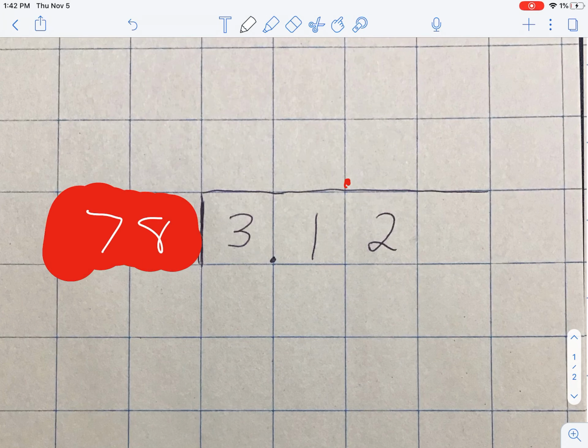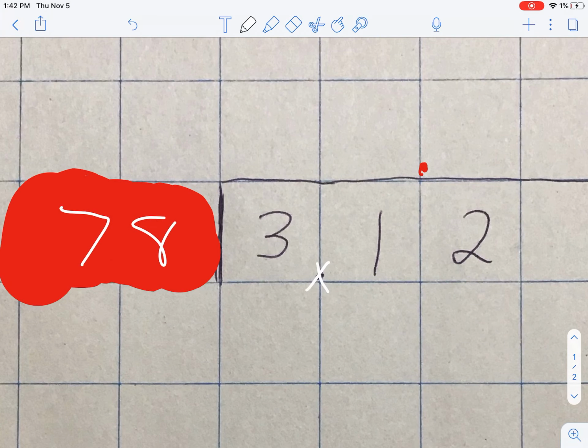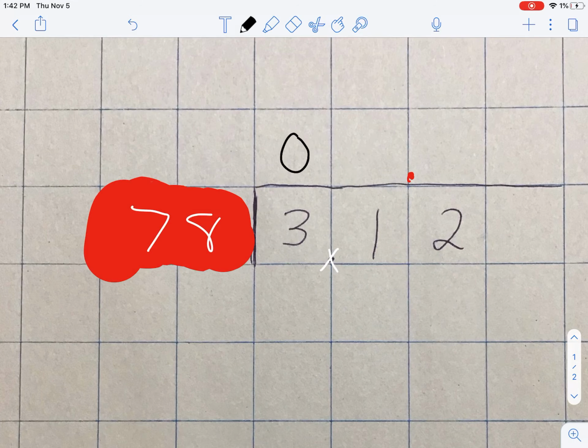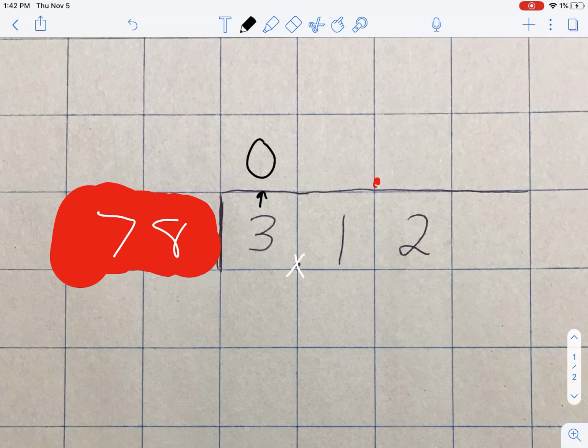Now, 78 into 3, 0 times. That's important that you put it right there. If you put it anywhere else, you're not going to be right. 78 into 31. 78 into 312. Well, that's where our work begins.